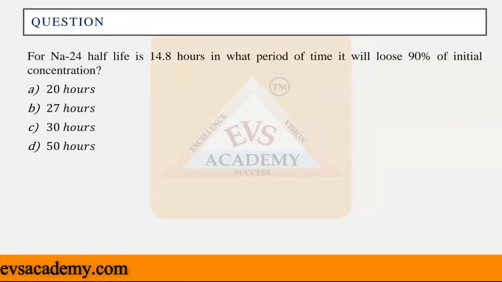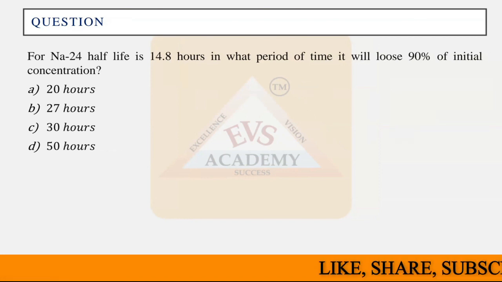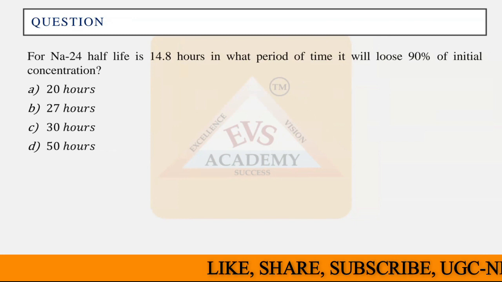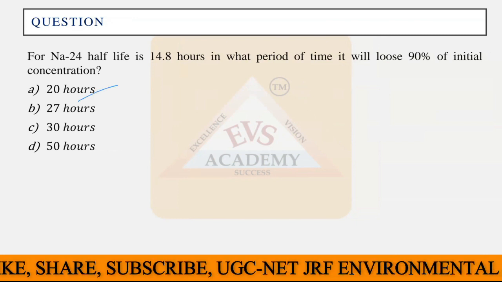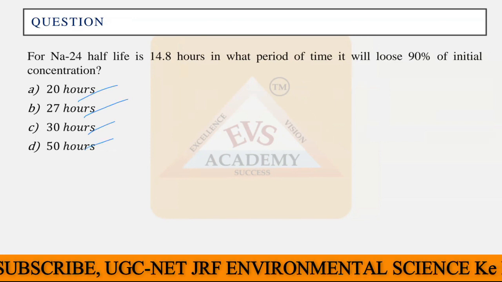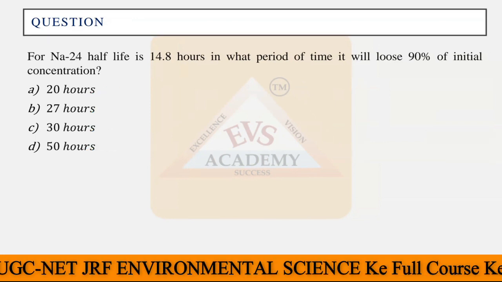The first question is: sodium-24 half-life is provided as 14.8 hours. In what period of time will it lose 90% of the initial concentration? Here are your options: 20 hours, 27 hours, 30 hours, 50 hours. So let's see how to solve this particular question.